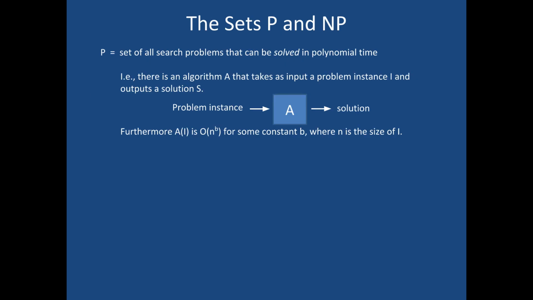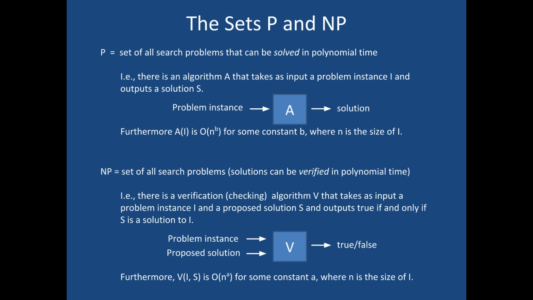So that's P. Then there's a set NP, and that's just the set of all search problems. So it's just another name for what we're calling search problems. And remember, that means the solutions can be verified in polynomial time. So to be in that set NP, there has to be some algorithm V that takes in a description of a problem and a proposed solution and spits out true or false. Is it a solution or not? And that has to run in polynomial time. So V of I, S has to run in polynomial time, where n is the size of I. Okay? Those are our two sets, P and NP.